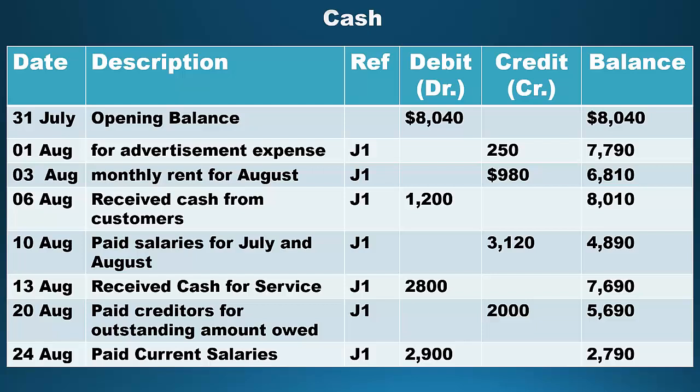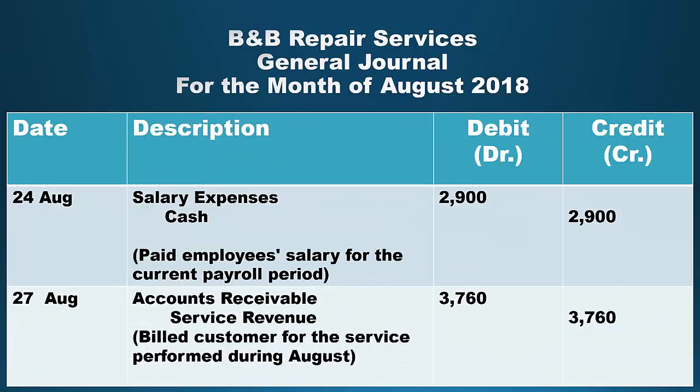Cash ledger. 1. Date, write the date, August 24. 2. Narrative, add the narrative: Paid salaries for the current payroll period. 3. Reference, include the journal reference, J1. 4. Amount, enter $2,900 in the credit column. We credit cash because the company is spending money, and decreases to assets like cash are recorded on the credit side.